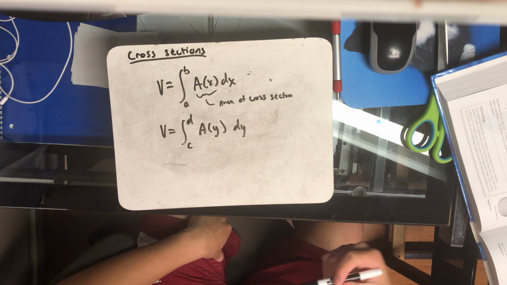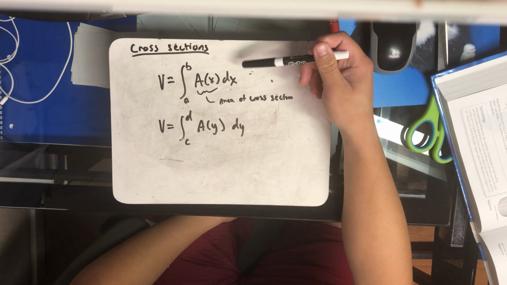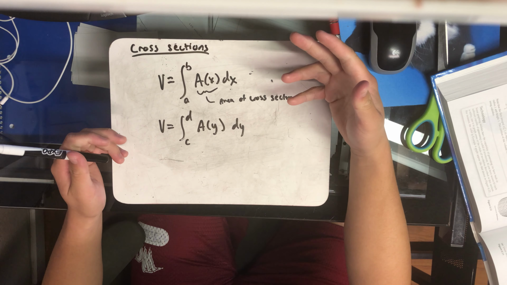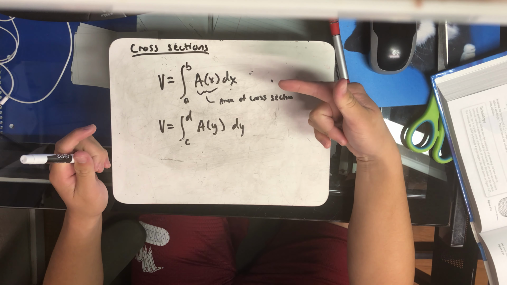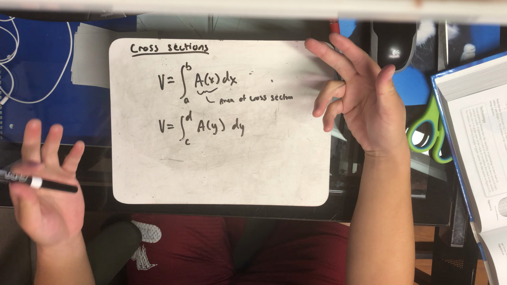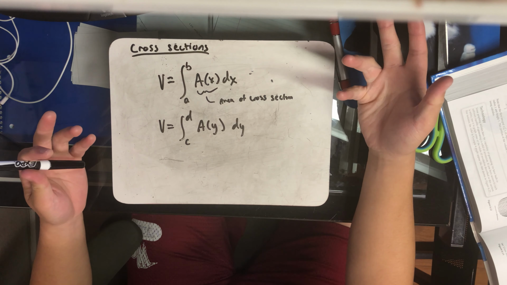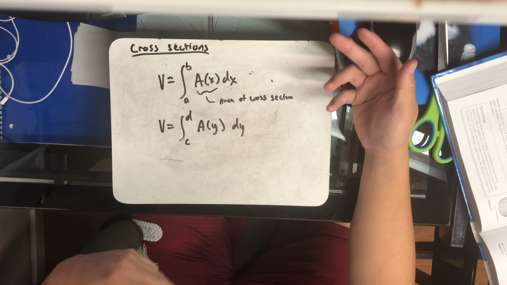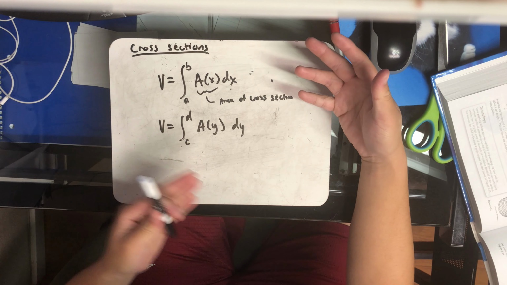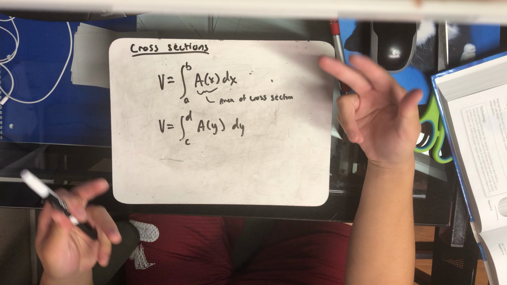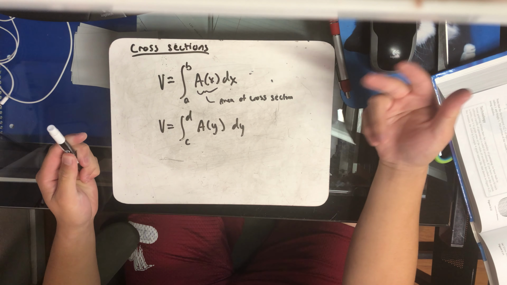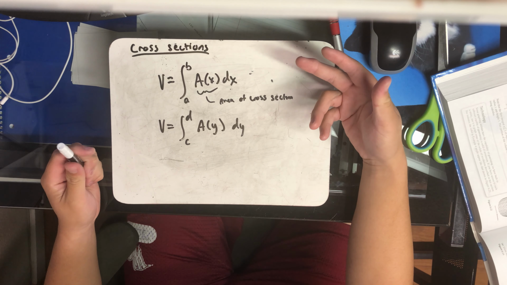Okay, we are going to be learning about cross-sections. With the disk method, you can find the volume of a solid having a circular cross-section whose area is pi r squared. This method can be generalized to solids of any shape as long as you know the formula of the area of the cross-section. Some common cross-sections are squares, triangles, rectangles, semicircles, and even trapezoids.